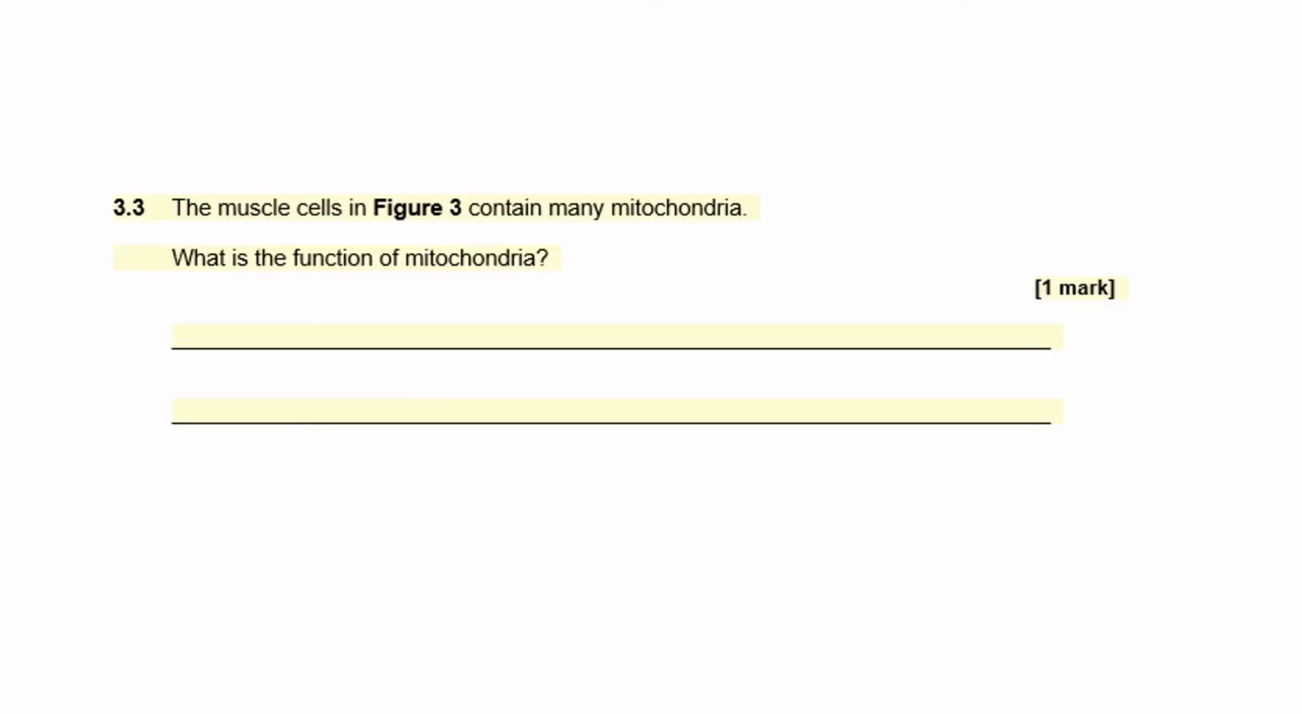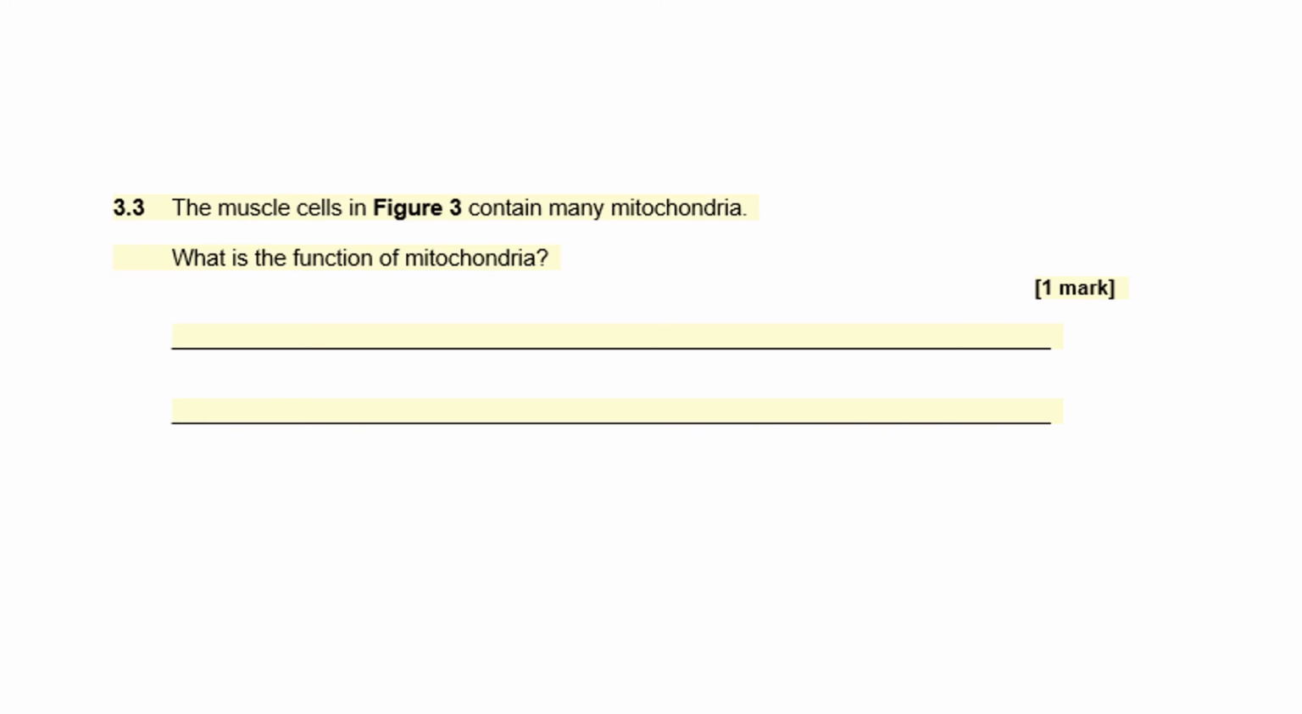3.3. The muscle cells in figure 3 contain many mitochondria. What is the function of mitochondria? And this is only worth 1 mark, so we need to very simply state the function of mitochondria. Now there's a range of options that you can put. Some people who do PE might talk about allowing to make ATP. That's fine, but we don't do much about ATP in the science specification.